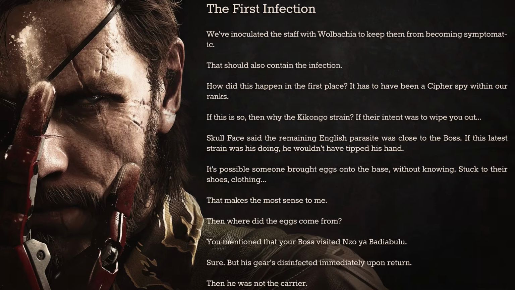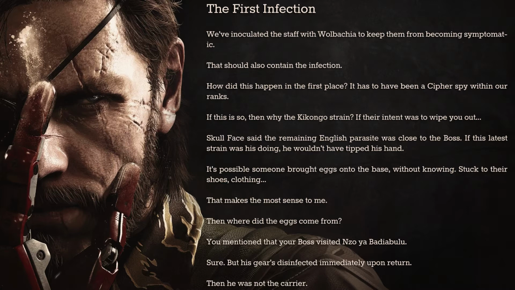Skullface said the remaining English parasite was close to the boss. If this latest strain was his doing, he wouldn't have tipped his hand. It is possible someone brought eggs onto the base without knowing. Stuck to their shoes, clothing. Well, that makes the most sense to me. Then where did the eggs come from?